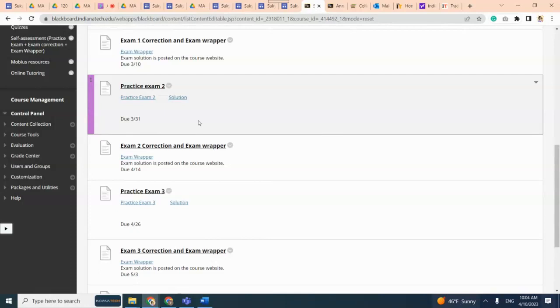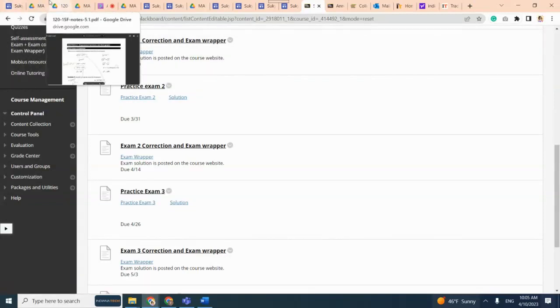The exam correction is 5 points. You don't only write down the final answer, but which step you made a mistake in, and then you write down the correction from that step. The exam record is like a survey that asks how you studied for the exam and how I can help you master the materials better. Some of you still miss homework, practice exam 1 and exam 1 correction and wrapper. Please submit those as soon as possible.